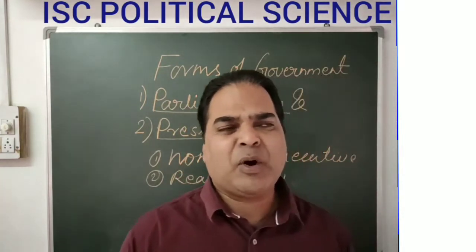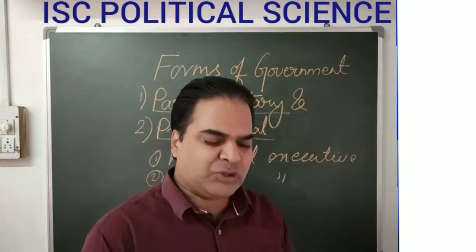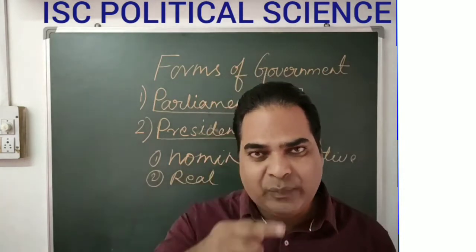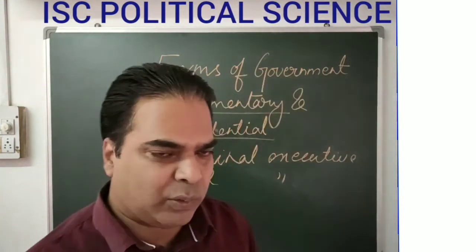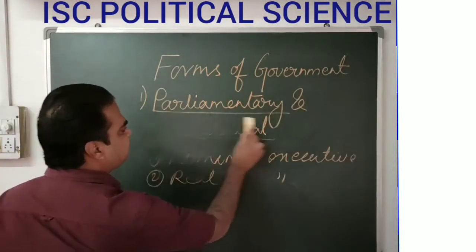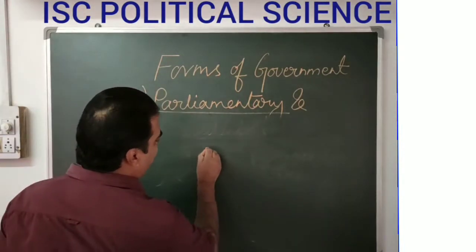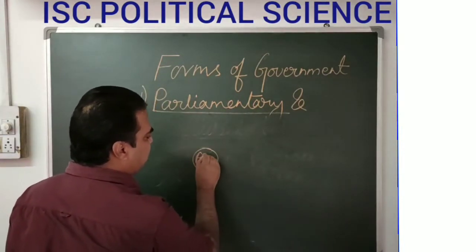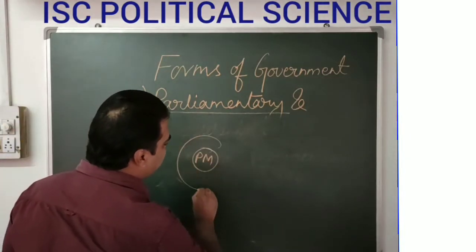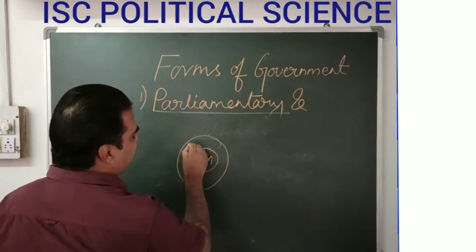Now, the next important feature of a parliamentary form of government is the structure of the real executive. The structure of the real executive is a wheel within the wheel. Let me tell you what is the wheel within the wheel. This is a small circle. Here lies the Prime Minister. This is the outer circle of the inner core circle. Here will be the kitchen cabinet.